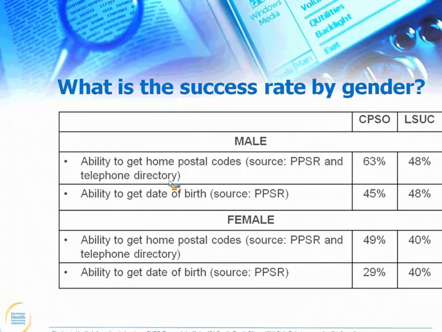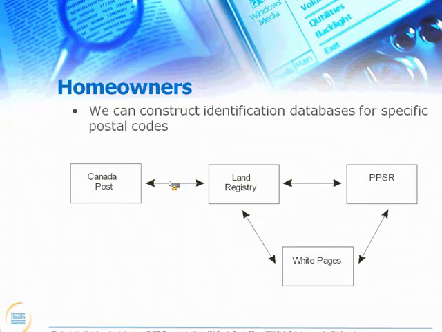The other type of individual that can be re-identified are homeowners. If I want to target homeowners in a particular area, let's say I have a particular postal code, I would go to Canada Post and get a list of all the households in that postal code. Once I have a list of all the houses, I can go to the land registry and get a list of all the homeowners. Then I can do PPSR searches to get the dates of birth of those individuals. So I'd have the names, addresses, the full postal code, and the dates of birth of these individuals, cross-checked with the white pages.